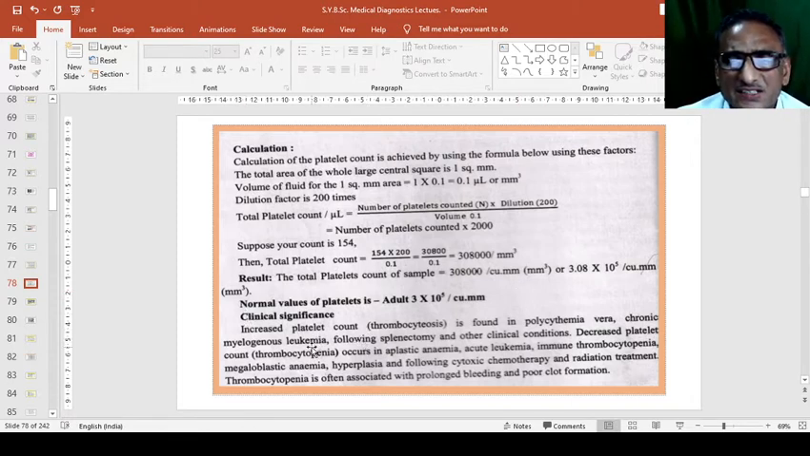Then the clinical significance: after calculating that, you can conclude the diagnosis. Increased platelet count is found in polycythemia vera. This is a cause. Then myelogenous leukemia is another cause. Then decreased platelet count occurs in aplastic anemia, acute leukemia, or immune thrombocytopenia. So there are other diseases in which you can find a decrease in platelet count.